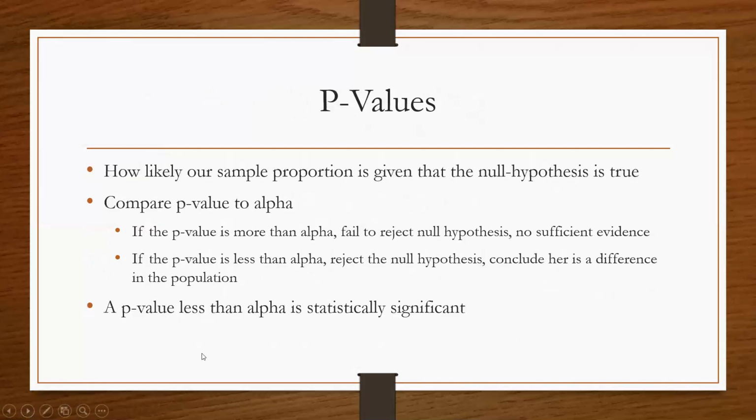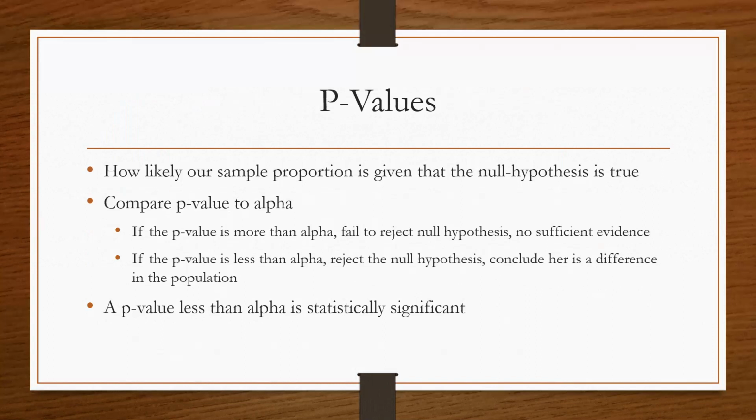All right. So p-values. Basically, what p-values measure is how likely our sample proportion is given that the null hypothesis is true. So the smaller the p-value, the more unlikely that it's going to happen, so the more significant it is. You're always going to compare the p-value to alpha. If they don't give you an alpha, just assume it's 0.05. You're always just going to compare it to that.